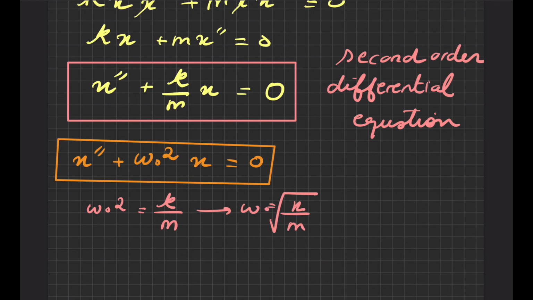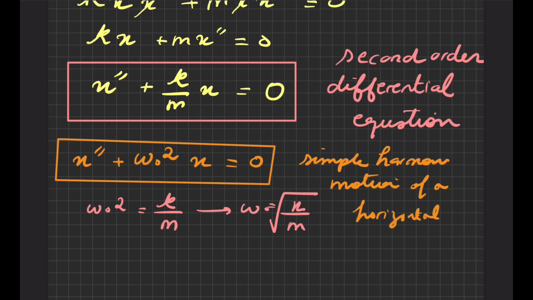And this equation, x double prime plus omega 0 squared x equals 0, is the equation that governs what we call the simple harmonic motion of a horizontal elastic pendulum. And let me repeat again. This equation governs the simple harmonic motion of a horizontal pendulum.